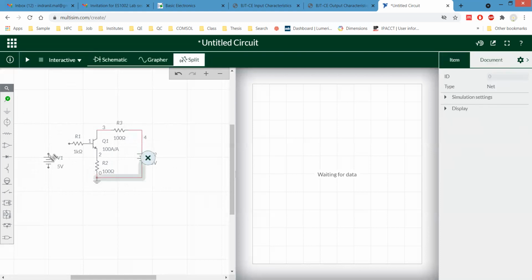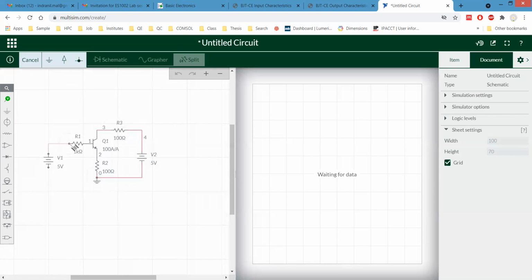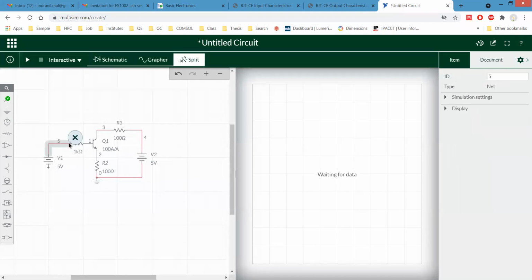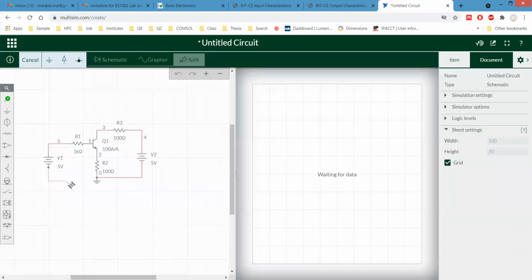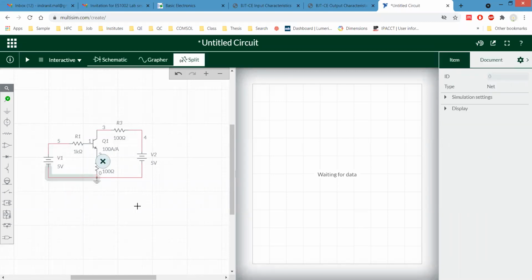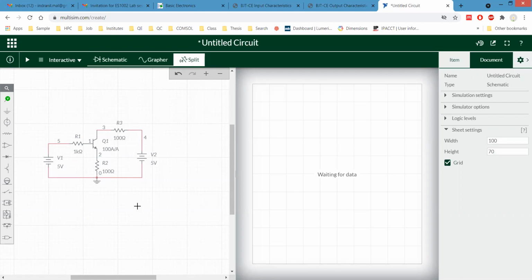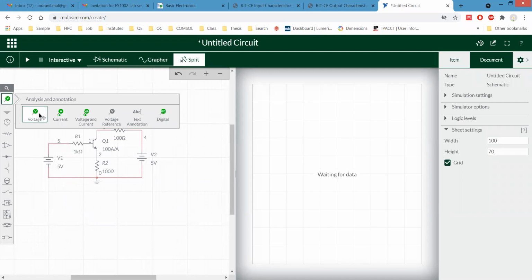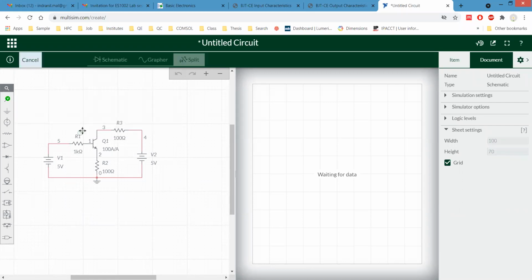Could you please tell me which bias I am considering for both the base-emitter and collector-emitter? In this case, the base-emitter is in forward and the collector-emitter is in reverse, right? Okay. So now what do we need? We need a 1 volt voltage source.